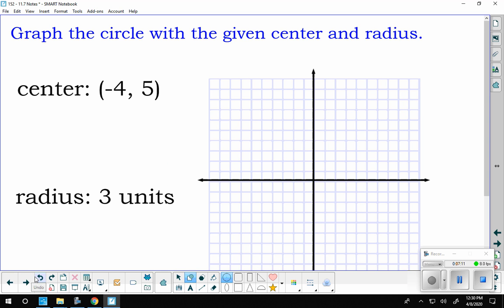So you're going to make a point at the center, -4, 5. So let's go to the left 4, up 5. That's right here. And then radius, 1, 2, 3, 1, 2, 3, 1, 2, 3, 1, 2, 3, and then you're going to make a beautiful circle.